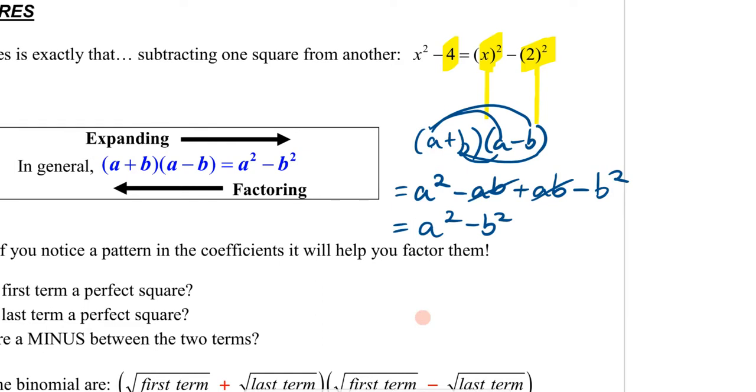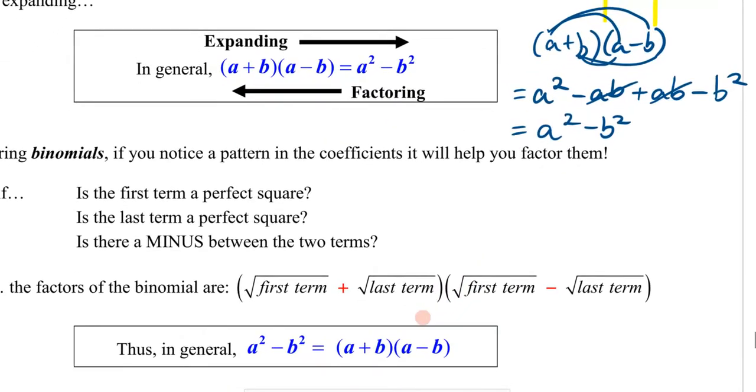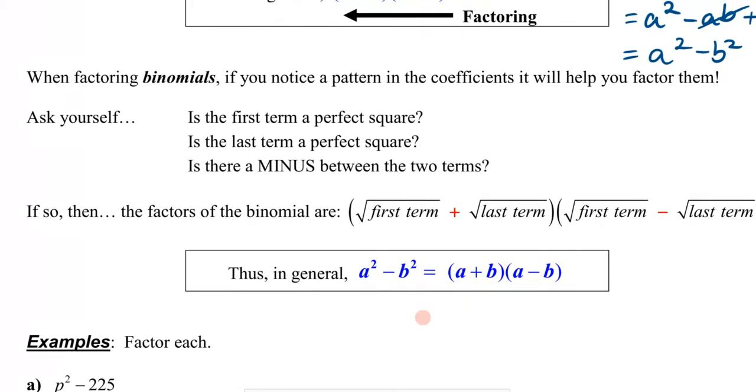And one bracket will be adding and the other one will be subtracting. So when factoring binomials, if you notice the pattern in the coefficients, it will help you factor them. So ask yourself, is the first term a perfect square? Is the last term a perfect square? And is there a minus sign between the two terms?